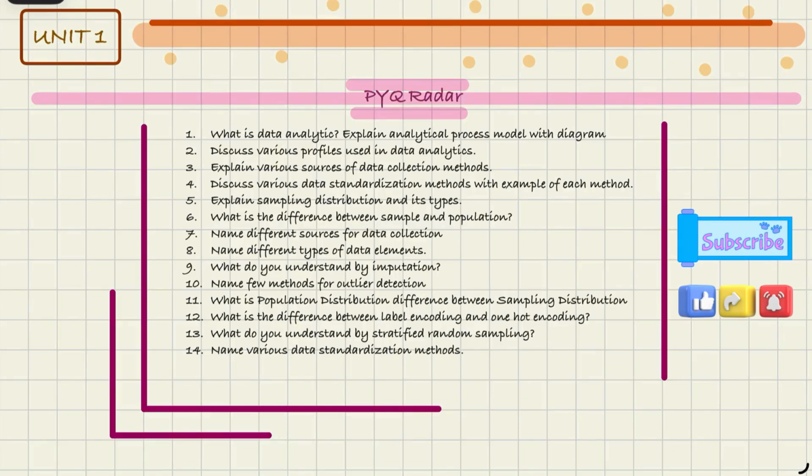And with that, we have officially completed our comprehensive deep dive into Unit 1 of Data Analytics and Visualization.